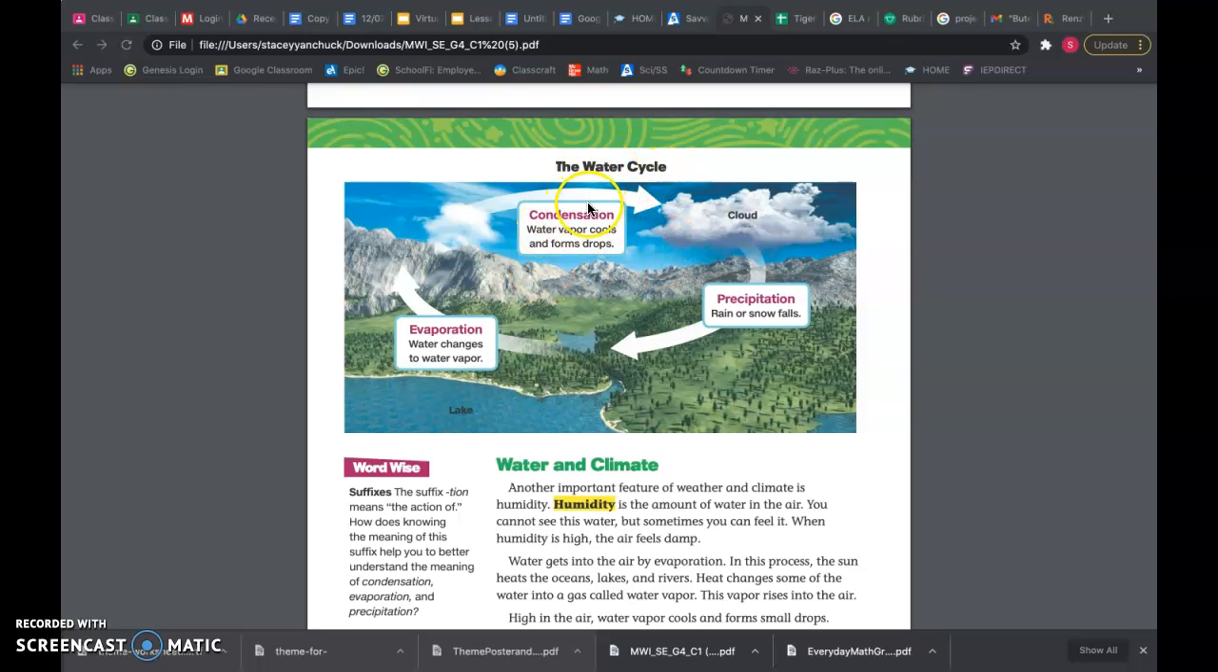As you can see in the sky, it starts with condensation, which creates those clouds. Condensation is water vapor that cools and forms droplets, and that's what creates clouds. The clouds get heavy with rain and can no longer hold it anymore, so precipitation falls as either rain or snow. And then it gets put into our water sources, lakes, streams, or rivers, and then it is evaporated back up into the sky, where water changes from regular water to water vapor.